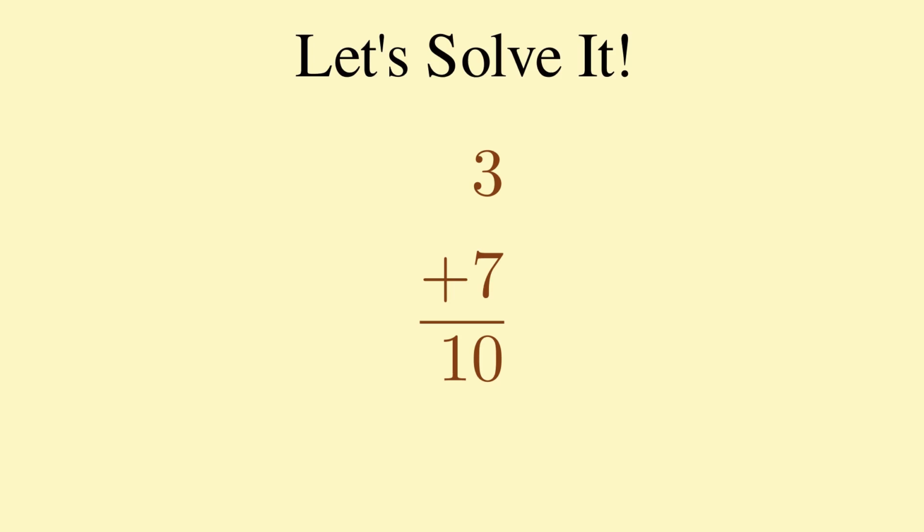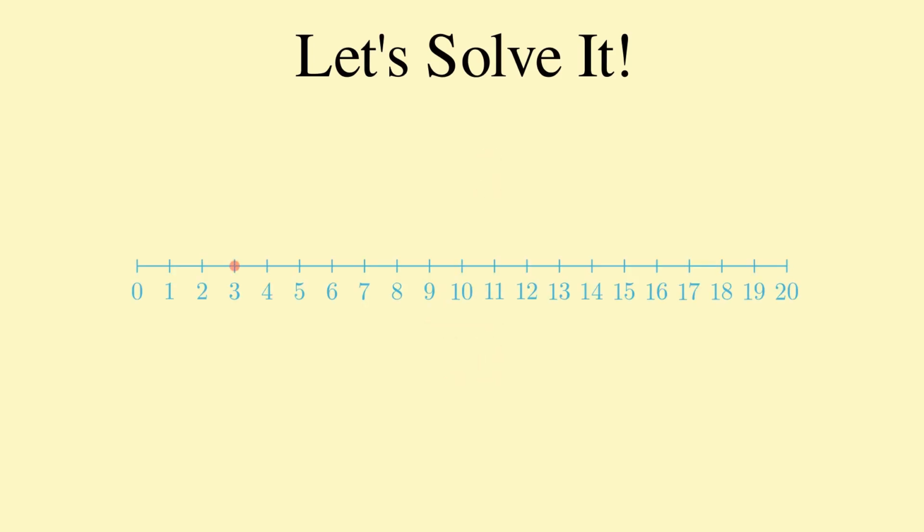We can also use a number line. Start at 3 and move 7 steps forward. 1, 2, 3, 4, 5, 6, 7. We land on 10. Great job! Now, let's move to the next question.